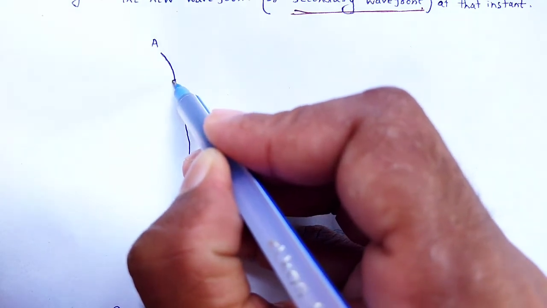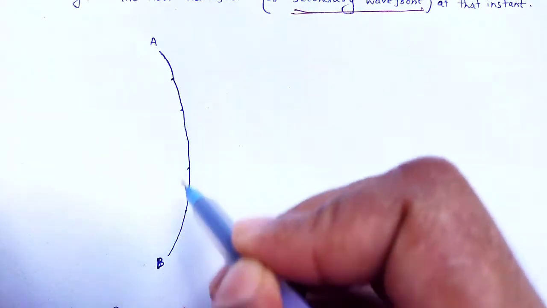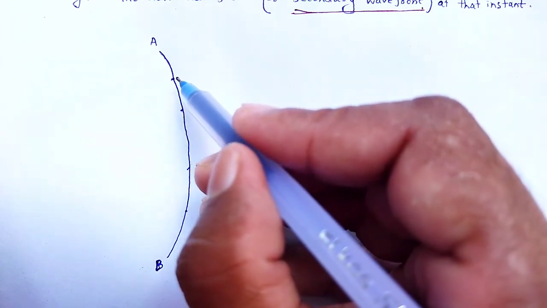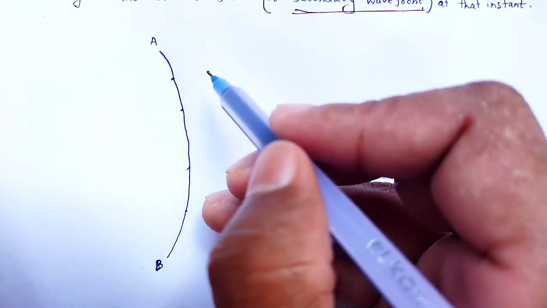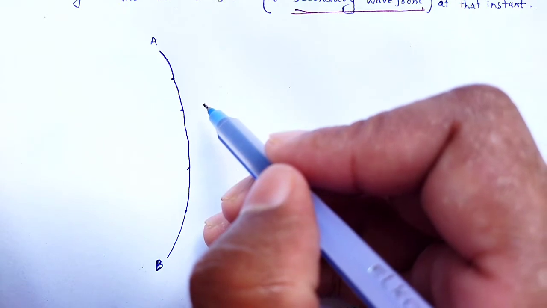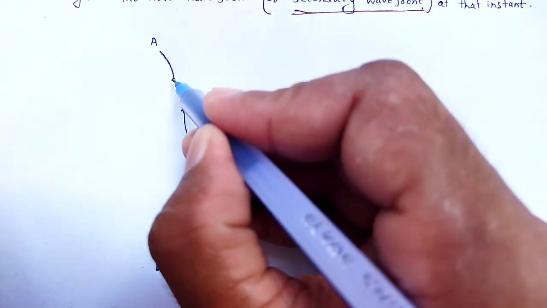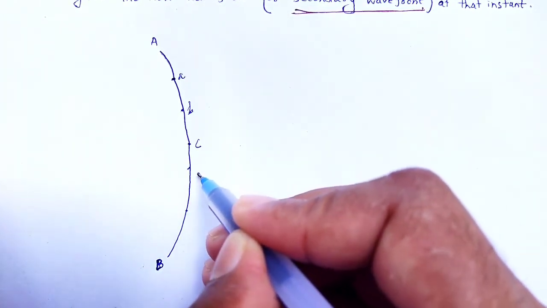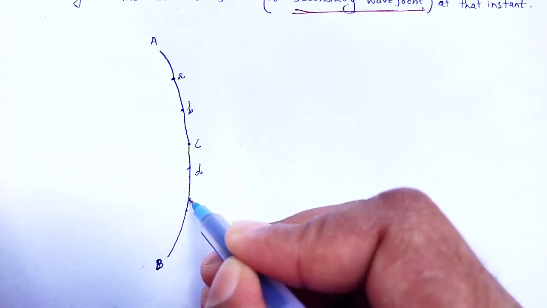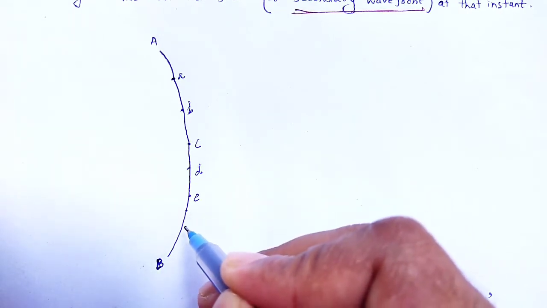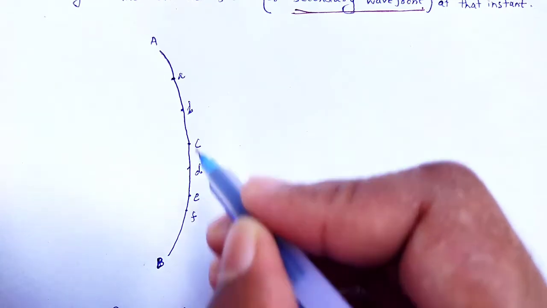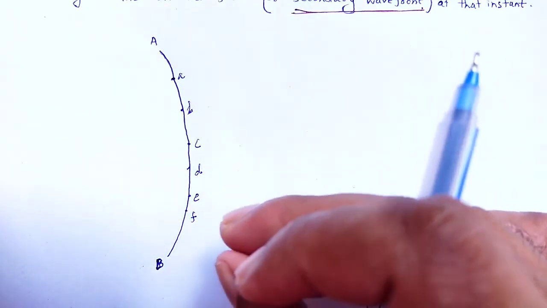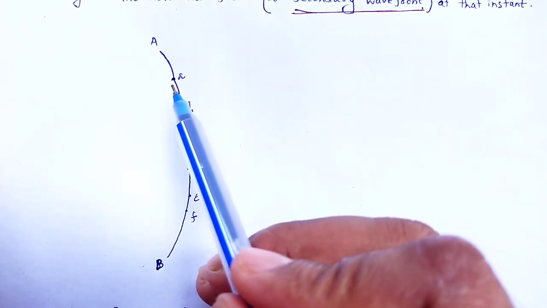There are a number of points, and each point is treated as the center of secondary wavelets. These secondary wavelets travel with the same velocity in that medium, that is, the velocity of light. Let us consider a number of points, A, B, C, D, E, F, on the primary wavefront AB. These points act as the source of secondary wavelets.